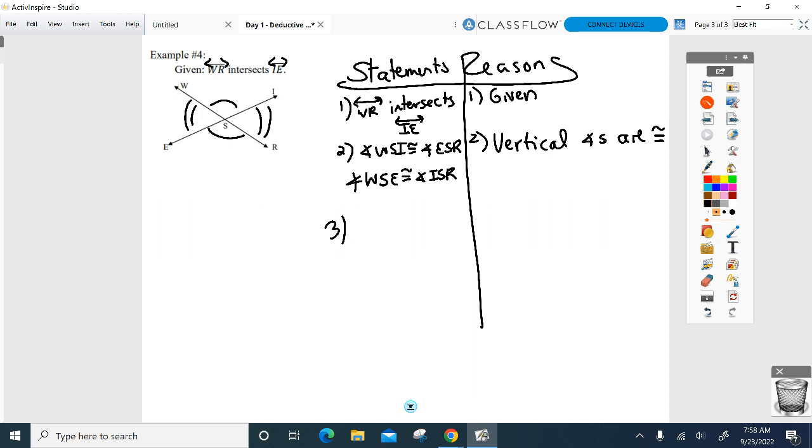I told you I wanted two. I want one more. Something else about these angles. Line WR intersects line EI at S. That's what they gave me, right? Oh, that was given, right? Okay. So that should be there in number 1. All right, that as you're given.